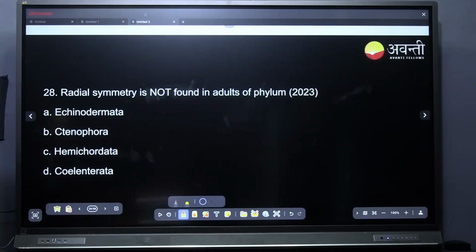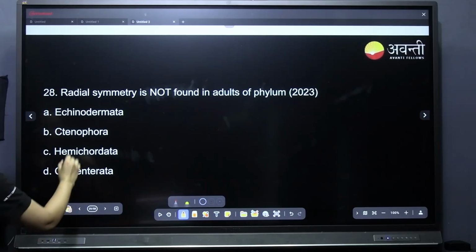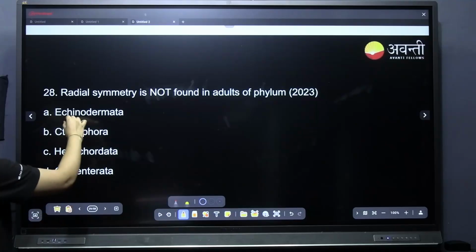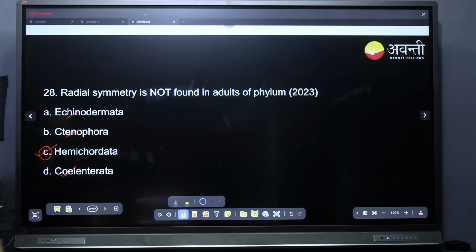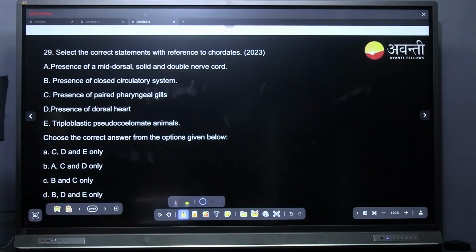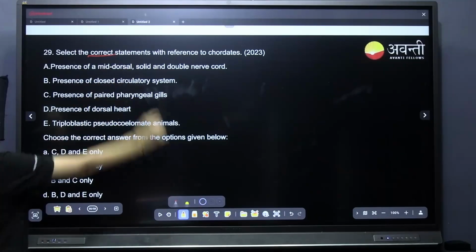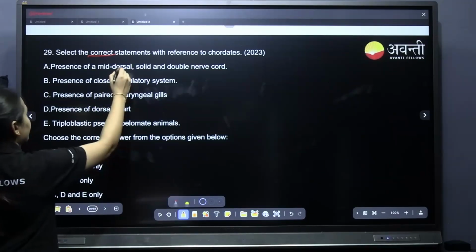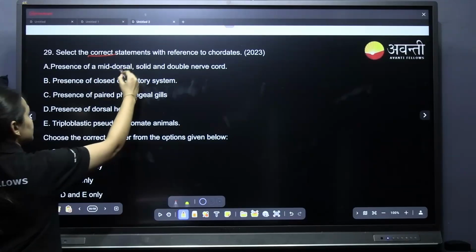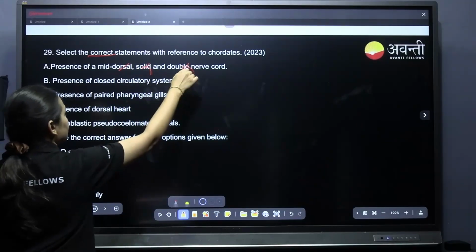Radial symmetry is not found in adults of which phylum? Radial symmetry is present in echinoderms also. Adults have radial symmetry. In hemichordates, adults don't have radial symmetry. We have to find the correct statements about the chordates. Presence of mid-dorsal solid and double nerve cord? No, we have dorsal, correct, but not solid, it is hollow, and not double, it is single.